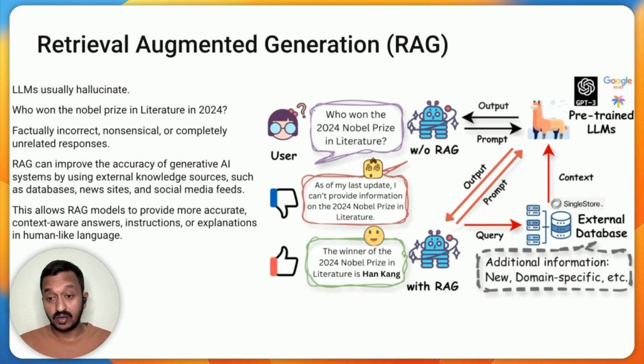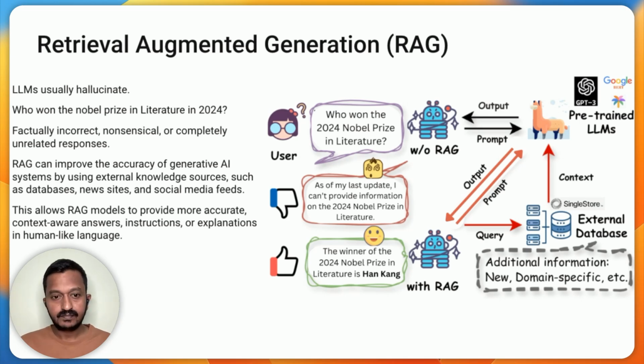Because they are trained with large amounts of data sets. And then with the external database, with all the information, access to Google search and web search and all that, with RAG, if you ask the same query, who won the 2024 Nobel Prize in Literature? Now with RAG, you have the answer. Right? The winner of the 2024 Nobel Prize in Literature is Han Kang. So that's how important the approach of RAG is while building AI applications.